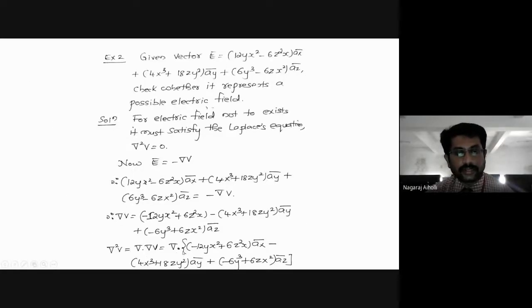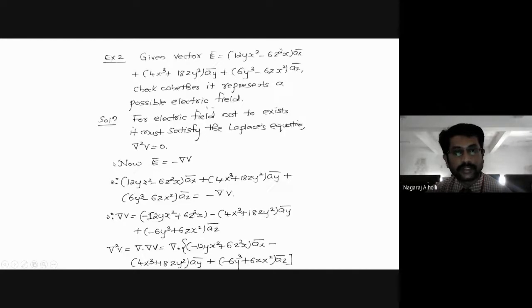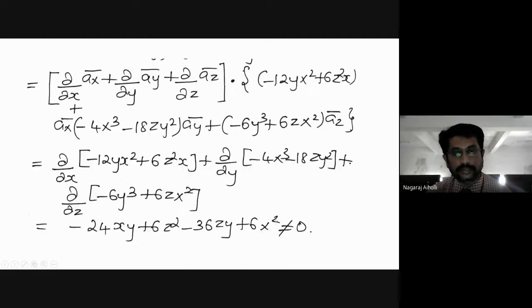So it is del dot del V, it is del dot of this. What is the equation for del? Dou by dou x ax bar plus dou by dou y ay bar plus dou by dou z az bar, dot of minus 12yx square plus 6z square x into ax bar, plus minus 4x cube minus 18zy square into ay bar, plus minus 6y cube plus 6zx square az bar. I have taken the minus inside.